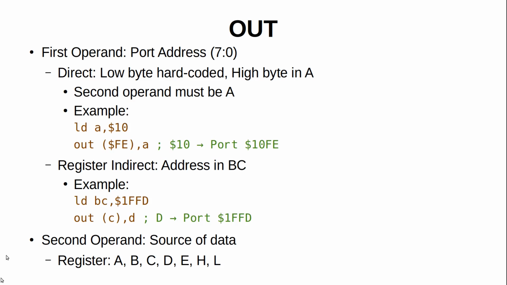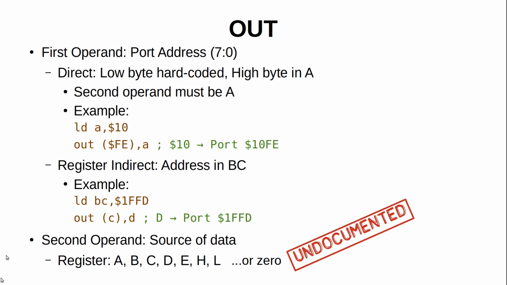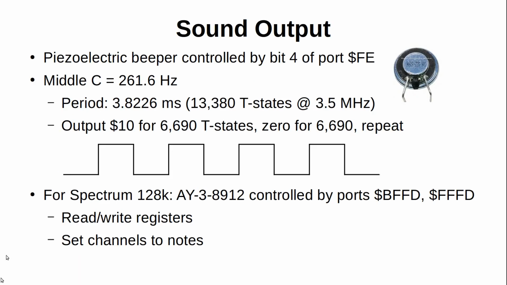The second argument, specifying the data source, can be any of the registers that can be used as the data destination for IN. Additionally, you can also just specify 0 instead of a register, which is an undocumented instruction, but can come in handy when you just want to clear an output port without having to load 0 into a register. The only sound device on the original spectrum was a piezoelectric beeper connected through the ULA, and you can set its simple binary state using bit 4 of port FE.